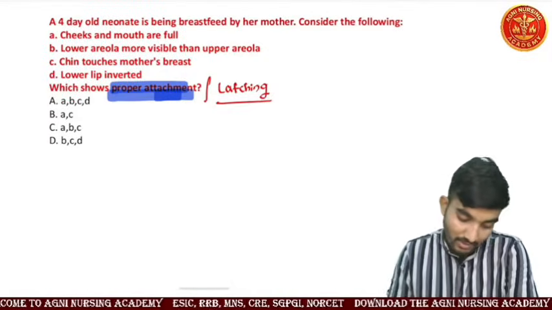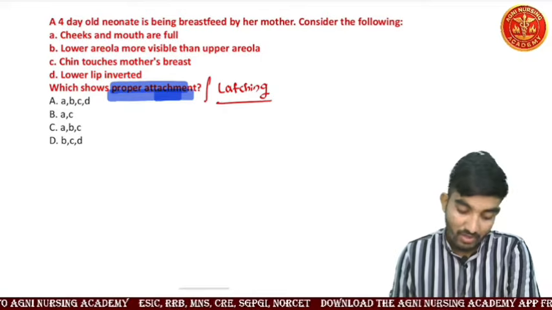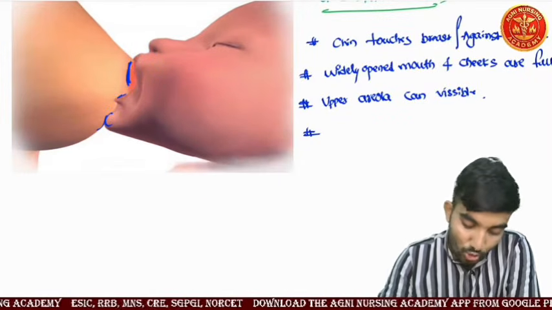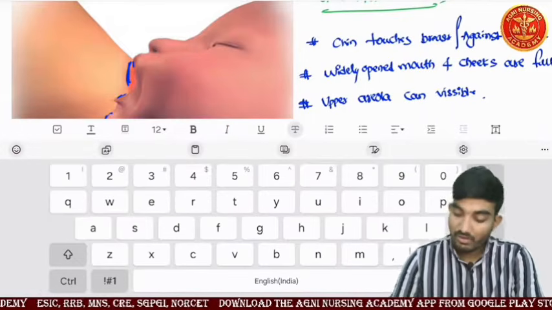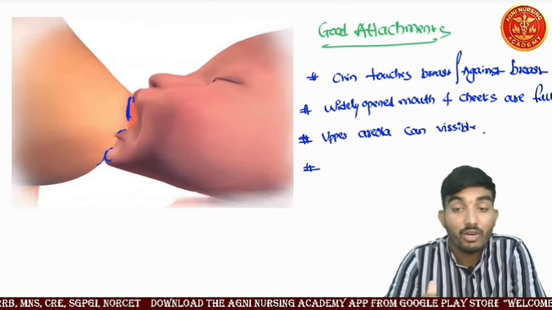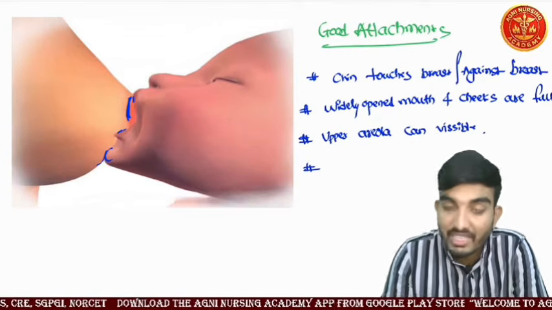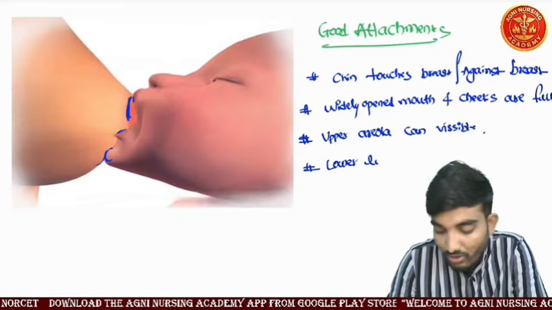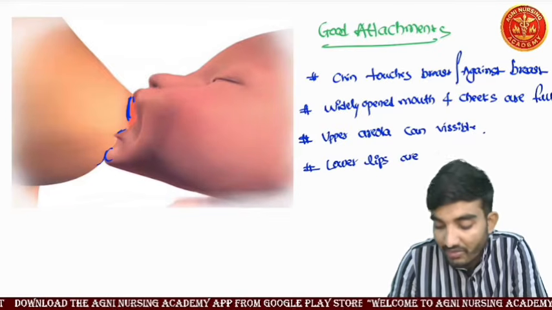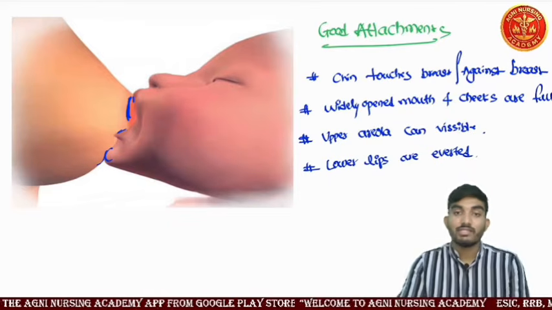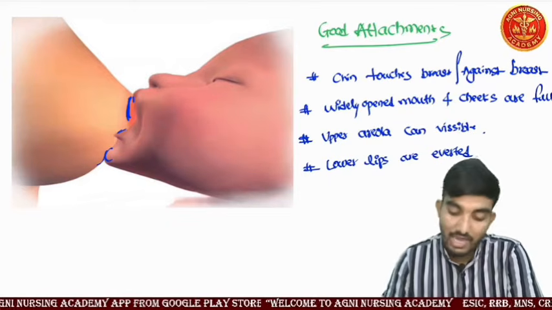And again, in the question they ask about the lower lip. See the lips here. Lower lips are flanged out. Lips are flanged out, which means we'll call that everted, not inverted. Lower lips are everted. We'll see the answer for this good attachment technique.